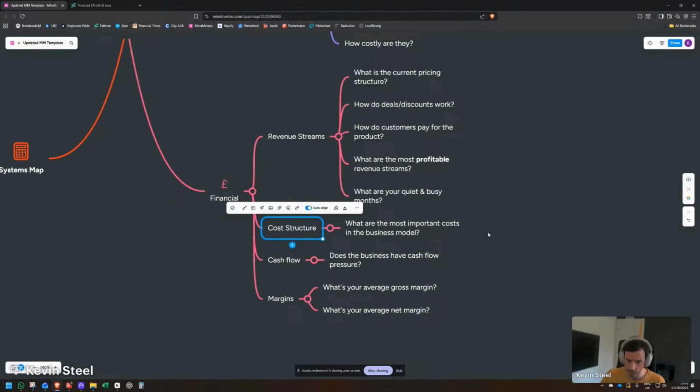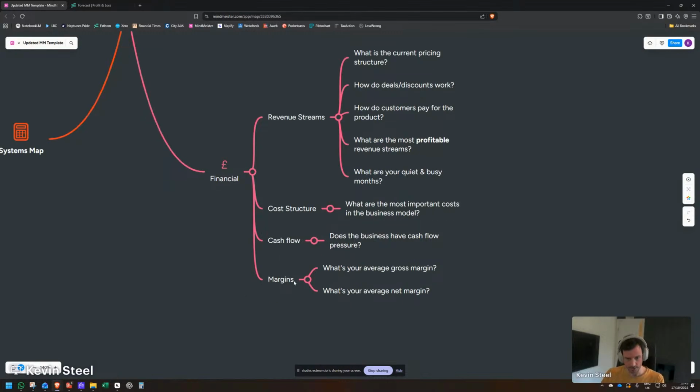Then cost structure. What are the most important costs in this business model? Cash flow. Does the business have cash flow pressure? Is there any seasonality? Is it mostly recurring income, etc.? And then a high level question: what's your average gross margin and what is your average net margin?